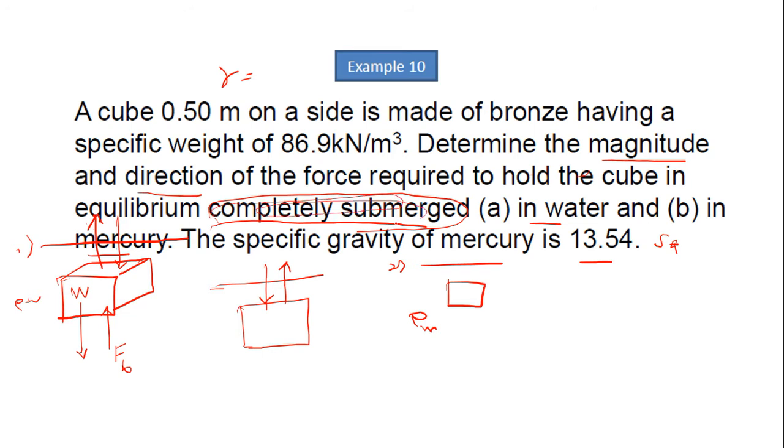There is another value that can tell you straight away whether the object needs an upward force or a downward force to completely submerge. How can you tell me? Force required to hold the cube in equilibrium. Okay, I know the force is required to hold. But whether it holds downward or holds upward depends on some property. What is this property?